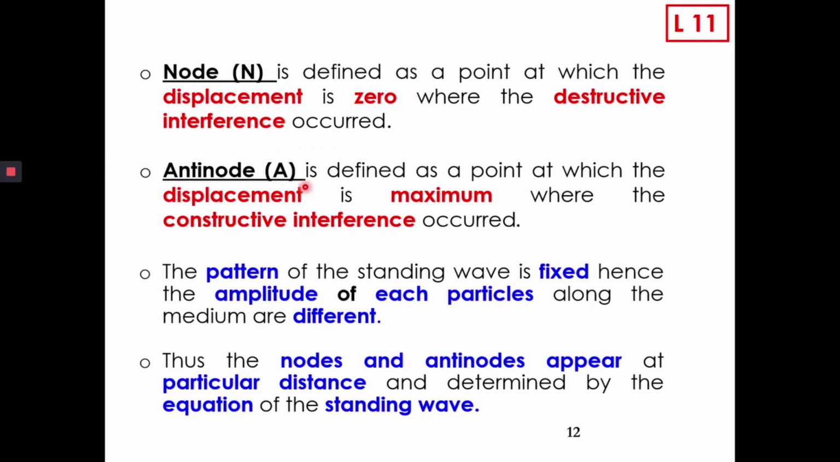And then the second one is antinode. Antinode, with the symbol of capital A, is a point at which the displacement is maximum, where constructive interference occurs. Okay, and the pattern of standing wave is fixed, so the amplitude of each particle along the medium is different, and we can see the node points and the antinode points appear at particular distances determined by the equation of standing wave.